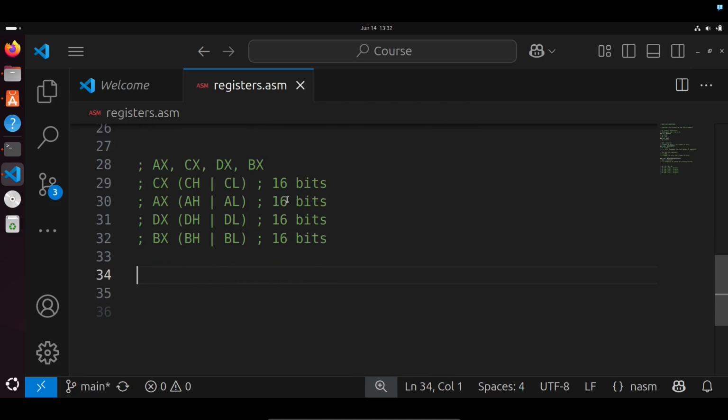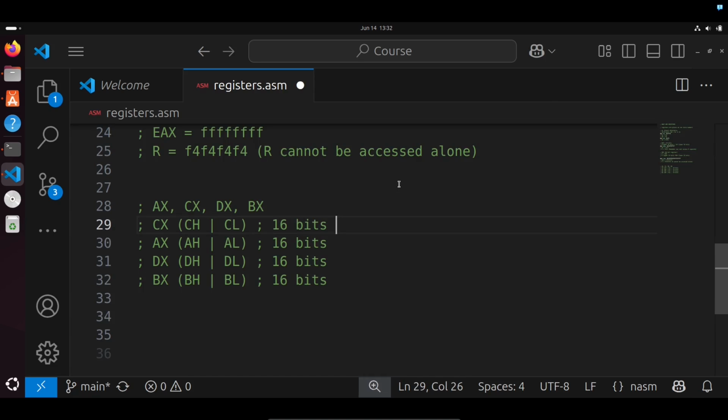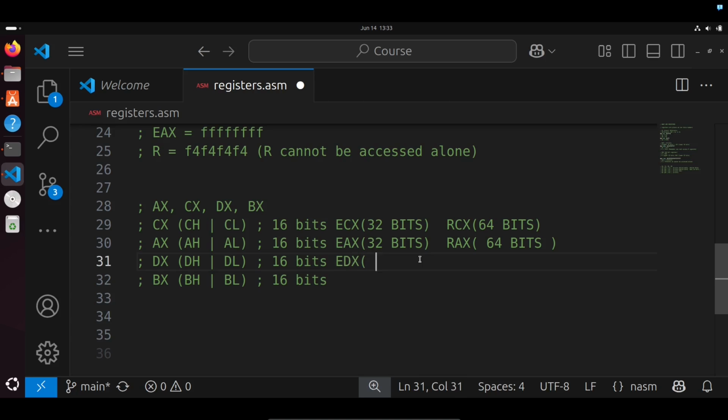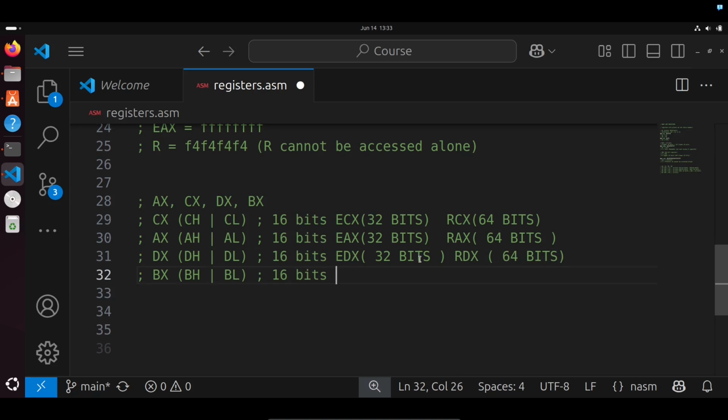And again, you have ECX, which is 32 bits, and you have RCX, which is 64 bits. So you notice the pattern, they all follow the same pattern, right? And we've already done the EAX, but I'll do it again so you can see. So it's EAX, 32 bits, and then you have the RAX, 64 bits. And then you have the EDX, which is 32 bits. You have the RDX, which is 64 bits. And you have the EBX, which is 32 bits, and the RBX, which is 64 bits.